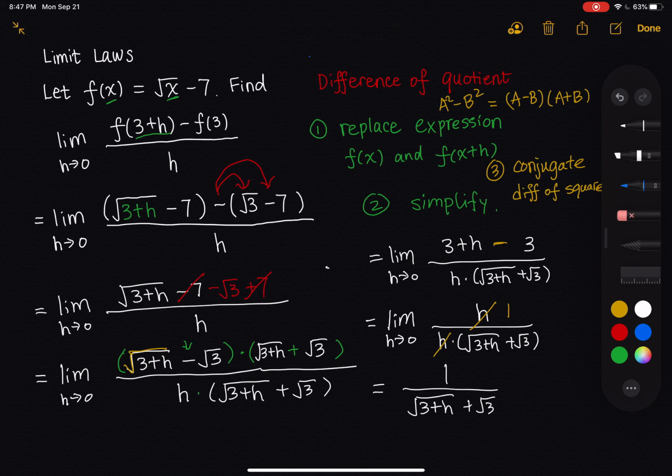And right here you can do the replacement, you can plug in h equals 0. Then you will get the final answer: 1 divided by 2 times the square root of 3. You can rationalize it, but it's not necessary. So the final answer is 1 over 2 square root of 3. And this is how we handle the difference quotient within a limit.